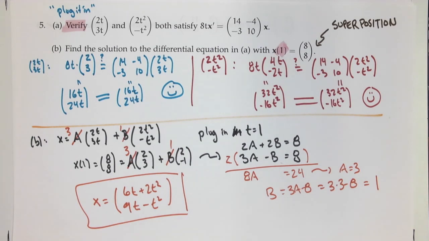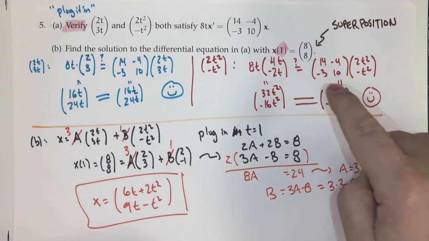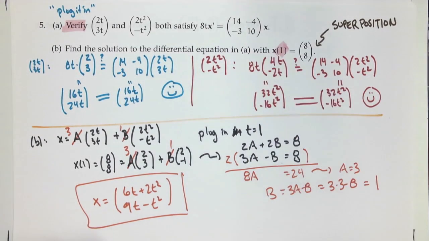Great question. And the answer is, how big is this matrix? 2 by 2, right? So that says I need two solutions that are different. And once I have two, I'm done. If it had been a 3 by 3, I would have needed 3 solutions. So the size of the matrix gives away how many solutions I need to get everything. So that's the answer to that question.